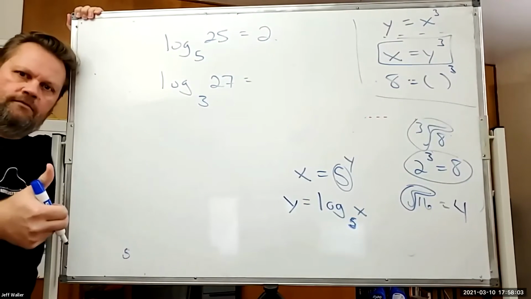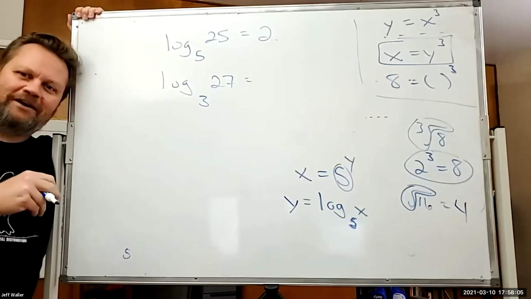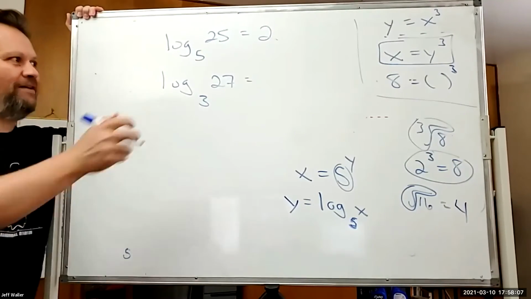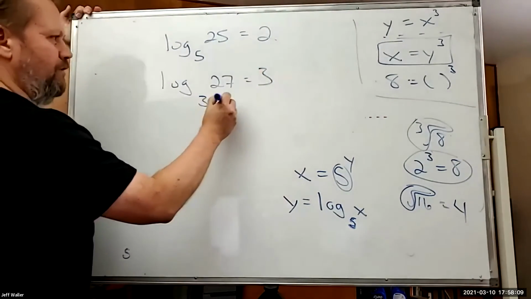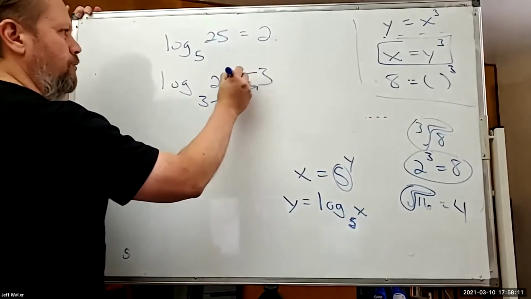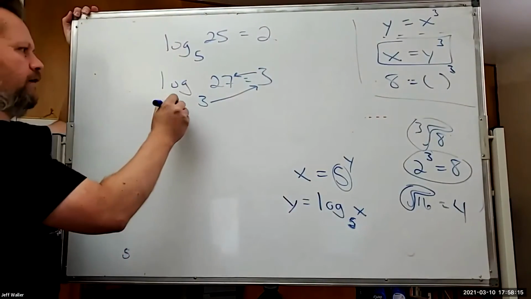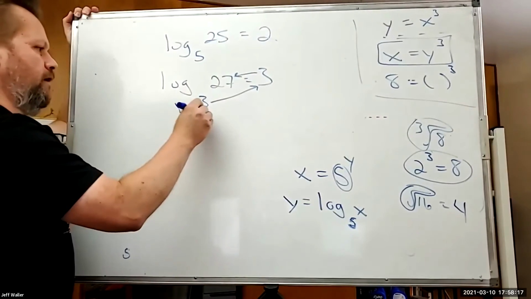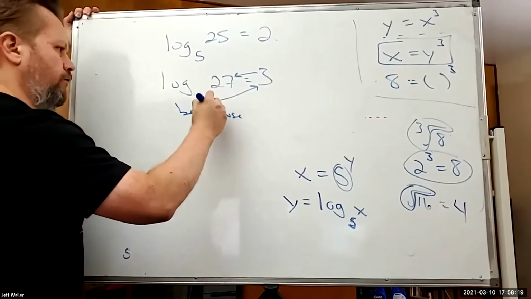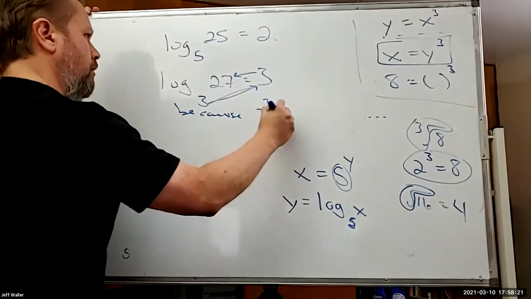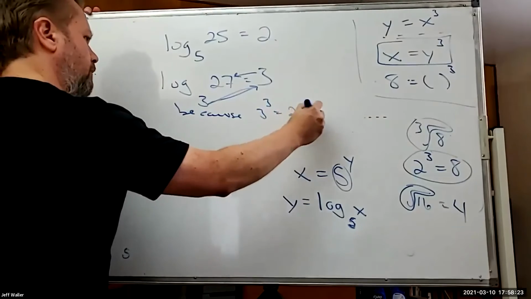Three. Good. All right. I like it. For a minute there, I wasn't sure what Austin was doing. But yeah, 3 to the 3rd power equals 27. All right. So we can say log base 3 of 27 equals 3 because 3 to the 3rd equals 27.